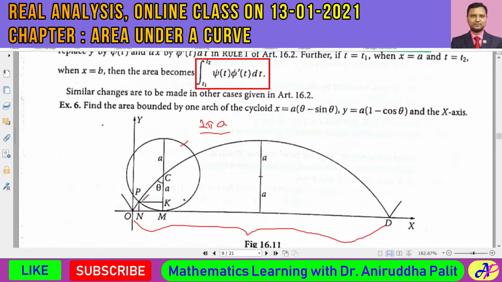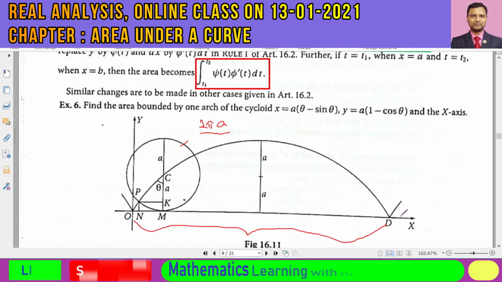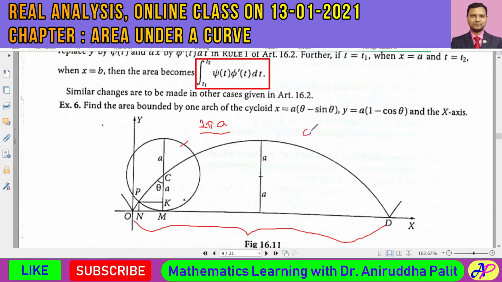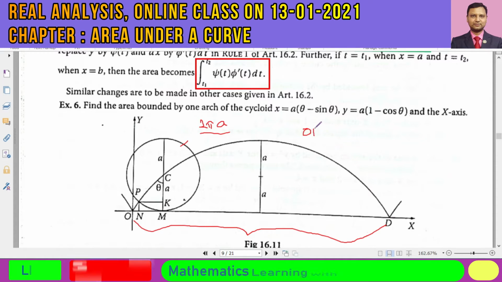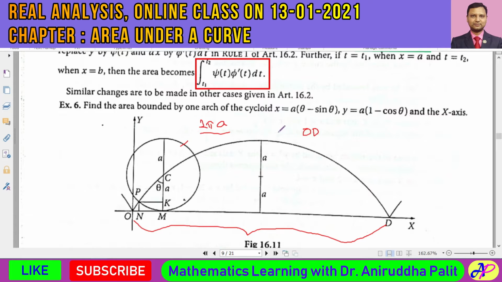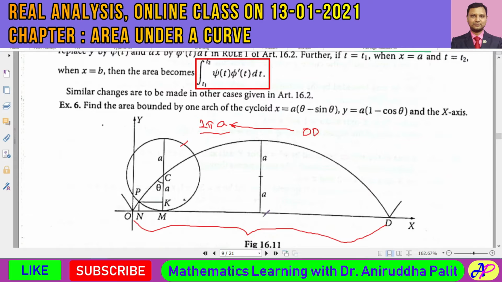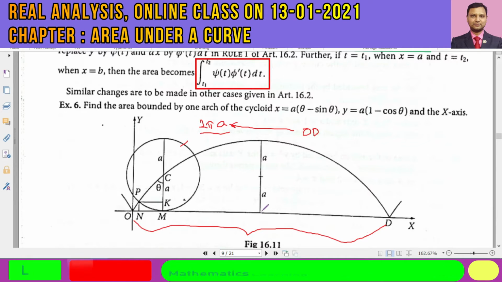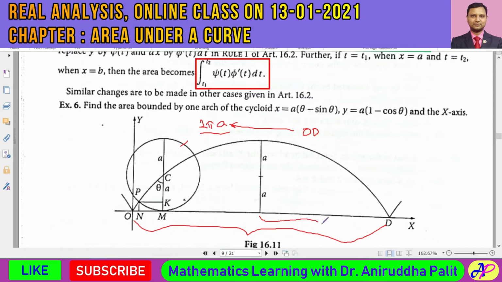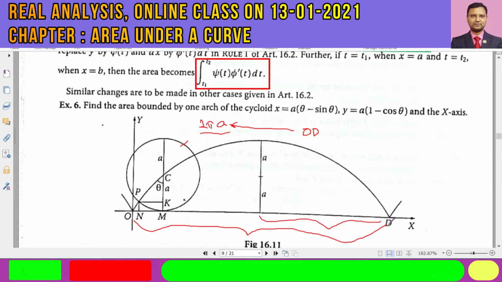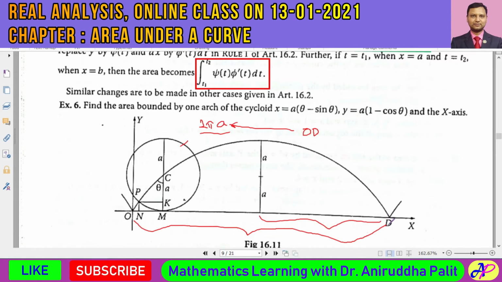So if we just rotate the circle one time, then we shall move this much distance, twice pi a distance. Then what would be twice pi a? This much, the distance OD, O to D, this OD should be equal to this twice pi a. Got it? Therefore, it's half. That means half of this length, this much length, would be equal to pi multiplied by a.